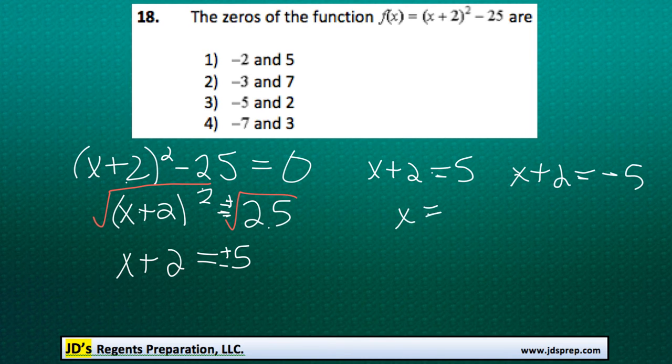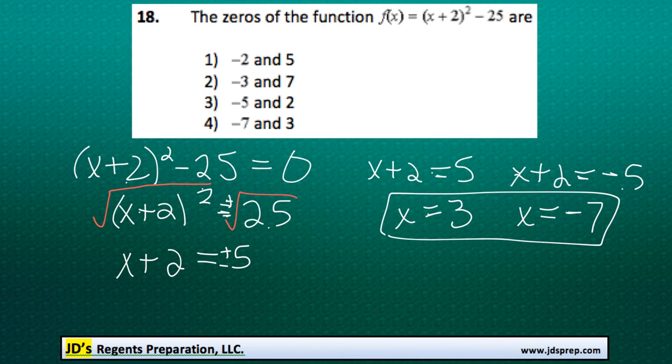And this one, we would get a solution of x is equal to 3, and this one, x would equal negative 5 minus 2, and that would be negative 7. So there we go. We found our roots, 3 and negative 7, which is option number 4.